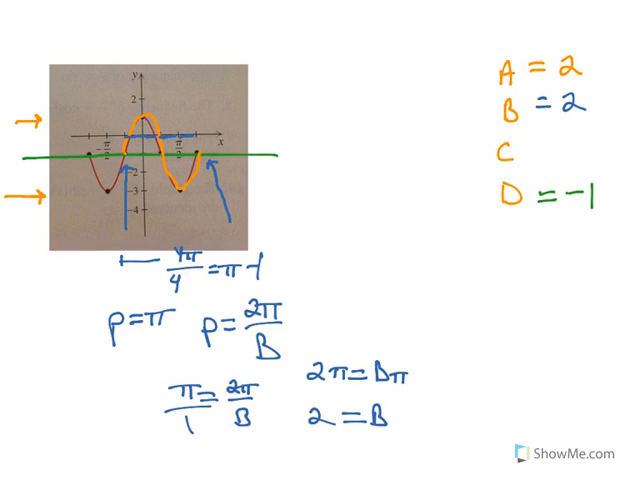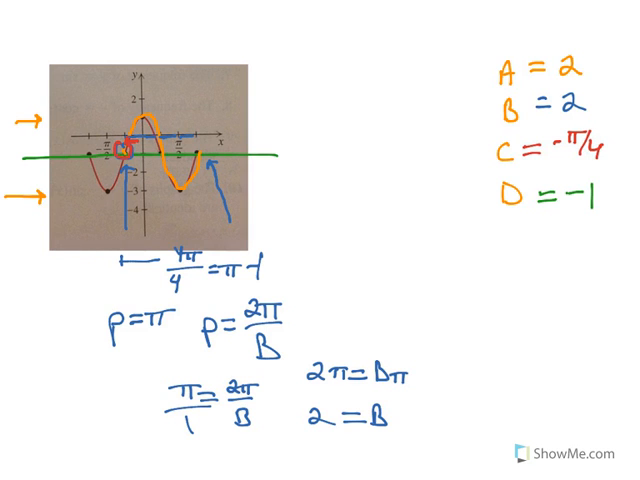And the final thing is the phase shift. So if we're starting our function here, if this is how we envisioned it, so we're starting it right here. So how much did it shift off of the y-axis where it normally starts? It looks like it went back pi over 4. So we'll say the phase shift is going to be negative pi over 4.